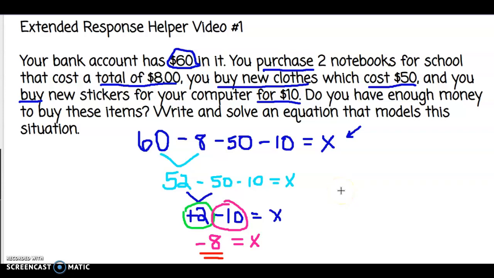So the final question is, do you have enough money to buy these items? No. I need $10 more, I need $8 more. It'd be great if I said the correct number. So you would need $8 more, and let me just put a dollar sign here, in order to purchase these items. So this will help you to answer that extended response.